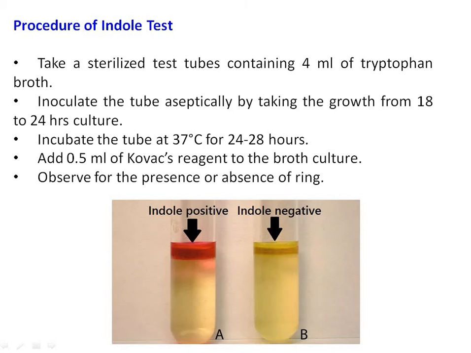Now the procedure of the indole test. First, take a sterilized tube containing 4 ml of tryptophan broth. Then inoculate that tube aseptically by taking the growth from an 18 to 24-hour culture. Then incubate the test tube at 37 degrees centigrade for 24 to 28 hours. After that, add 0.5 ml of Kovac reagent to the broth culture and observe for the presence or absence of a ring.